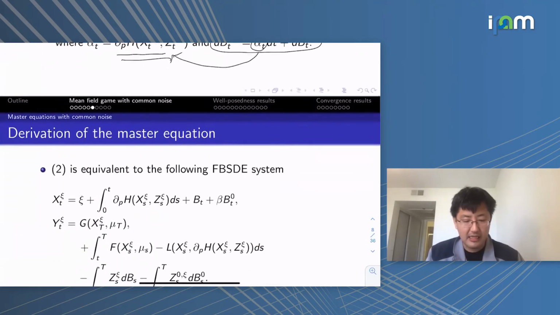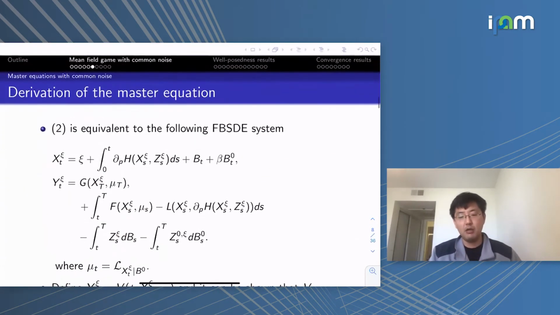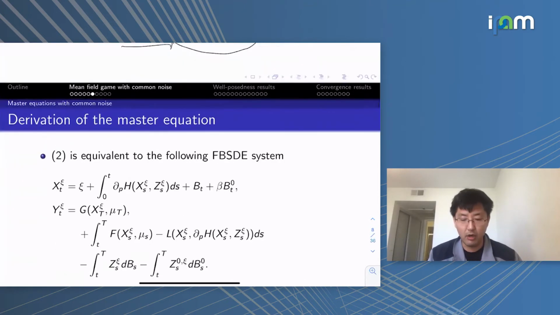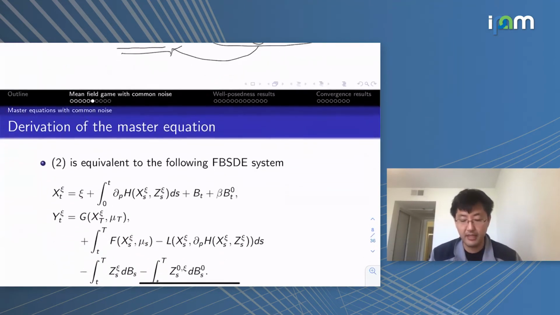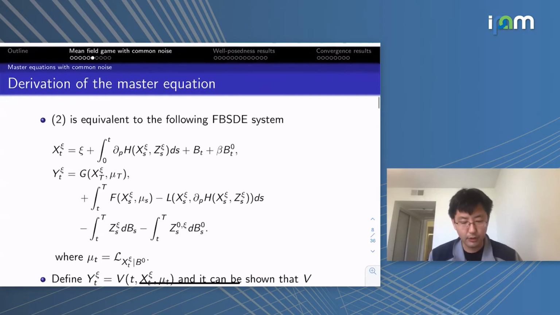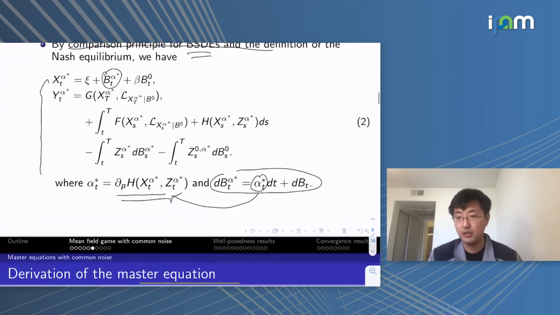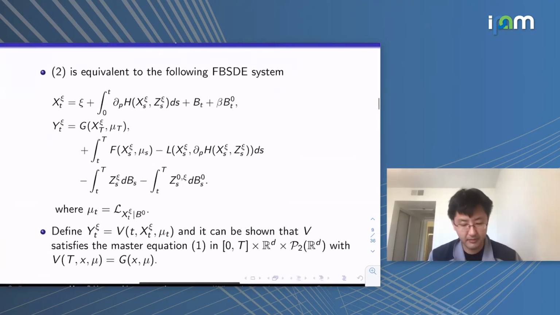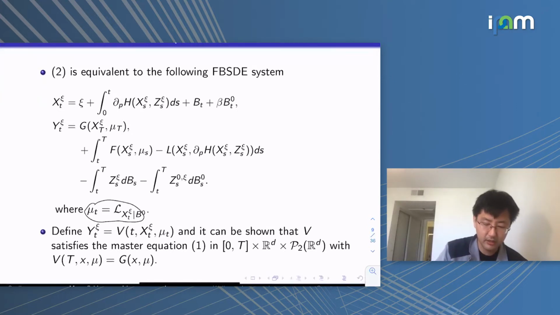Then I translate the original FBSDE to another FBSDE. They are equivalent, in the sense that the master equation behind these FBSDEs is the same equation. This is why I call them equivalent. Or you can get it from the Girsanov theorem. So instead of studying this one, we study an equivalent FBSDE. Again, mu_t here is a random variable.